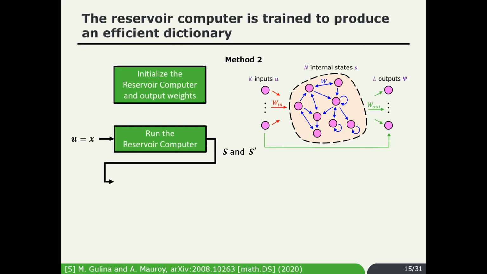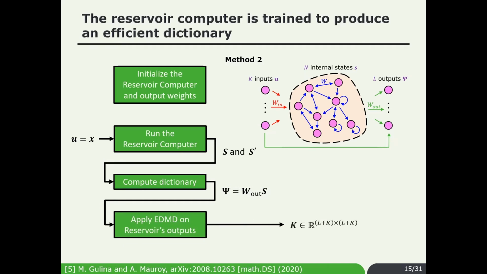There will be a few more steps for the second method that we proposed, but the beginning is quite the same. The first step initializes the reservoir, but also sets randomly the output weights. The second step remains the same as before. Run the reservoir to build matrices S and S'. After that, compute the dictionary values psi and psi' by applying the output weights on these matrices respectively. Then, compute the Koopman matrix given by the product between psi' and the pseudo-inverse of the matrix psi.